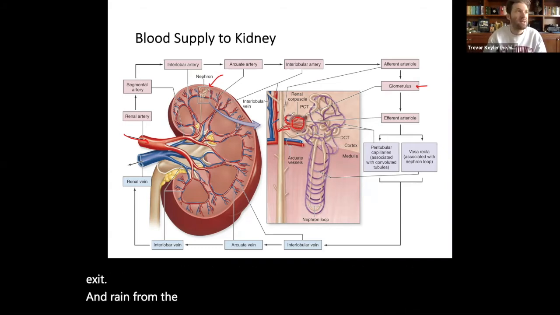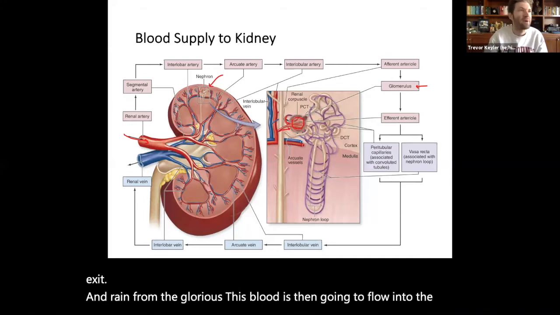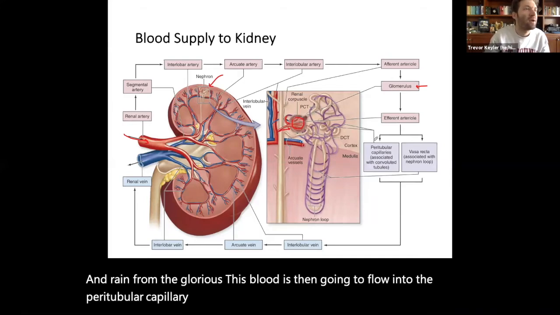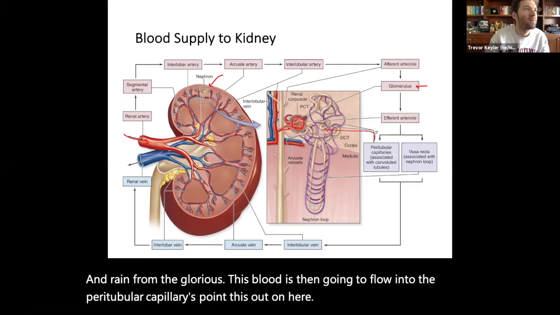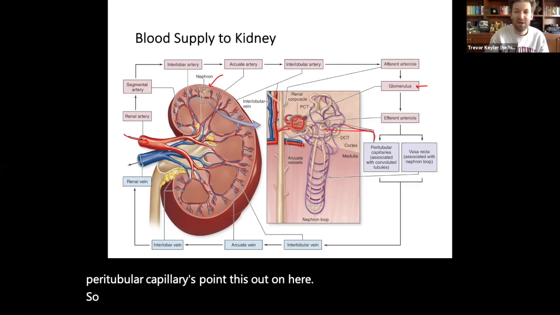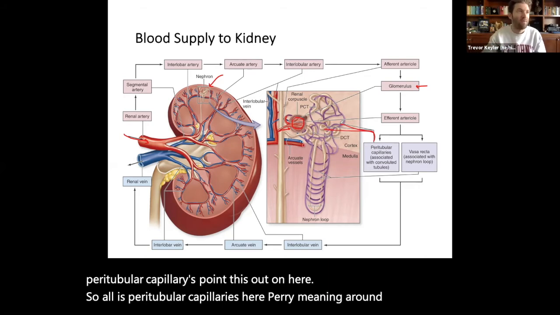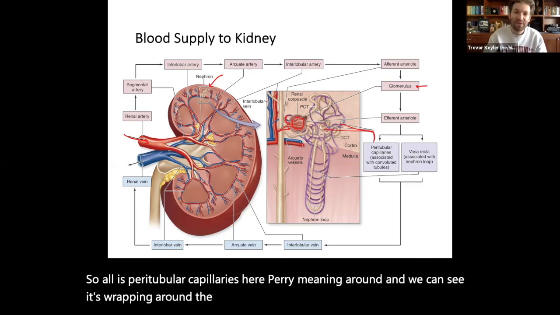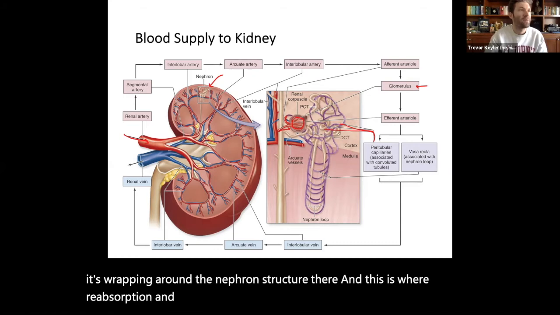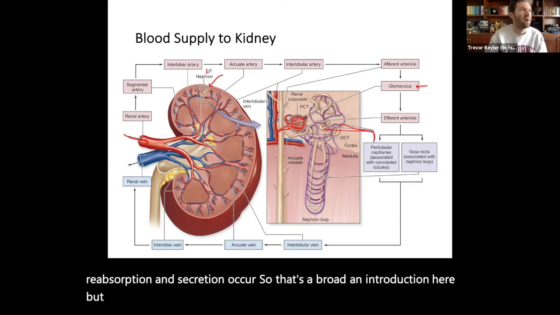This blood is then going to flow into the peritubular capillaries. Point this out on here. So all these peritubular capillaries here. Peri meaning around, and we can see it's wrapping around the nephron structure there. And this is where reabsorption and secretion occur. So that's a broad introduction here, but let's turn back to this nephron and look at it in a little more depth.